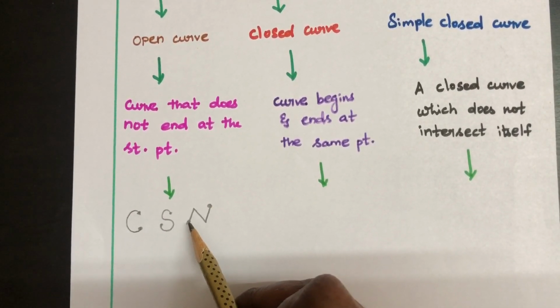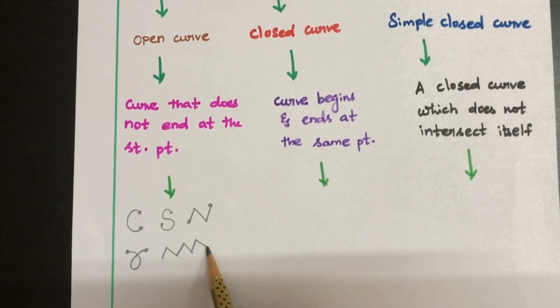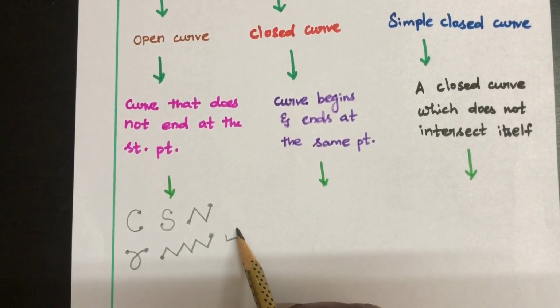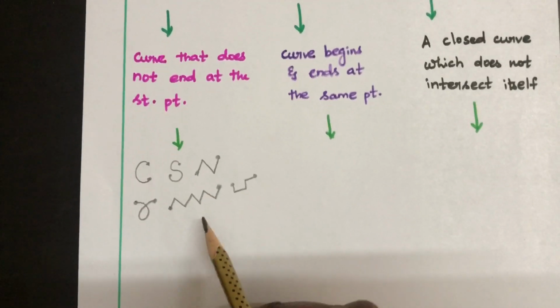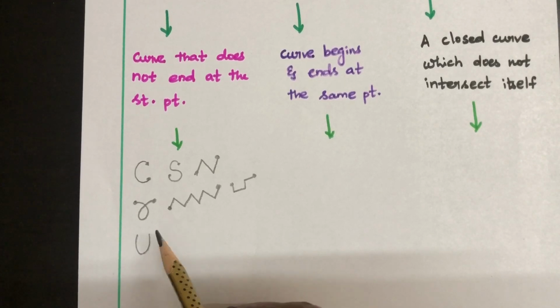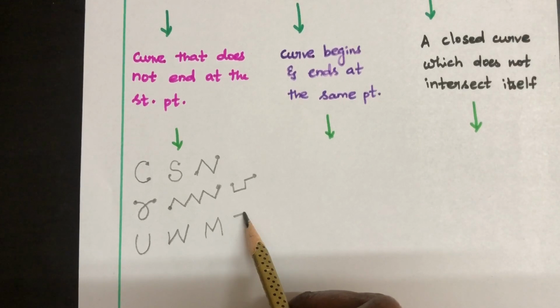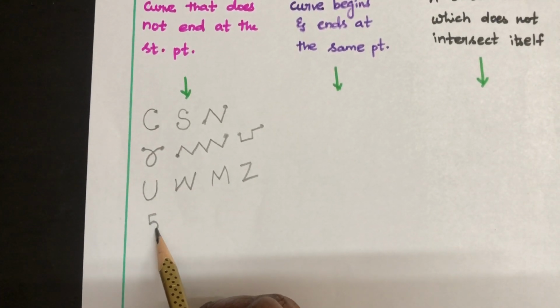This N is also an open curve. If we do like this, this is also an open curve. Some random zigzag thing, this is also an open curve. Similarly, we can give enormous examples for this. See, this is also an open curve. Starts here, ends here. In alphabets also, we can give so many open curves. See here, U is an open curve. W, M, Z, these are all open curves. Even we can give 5.